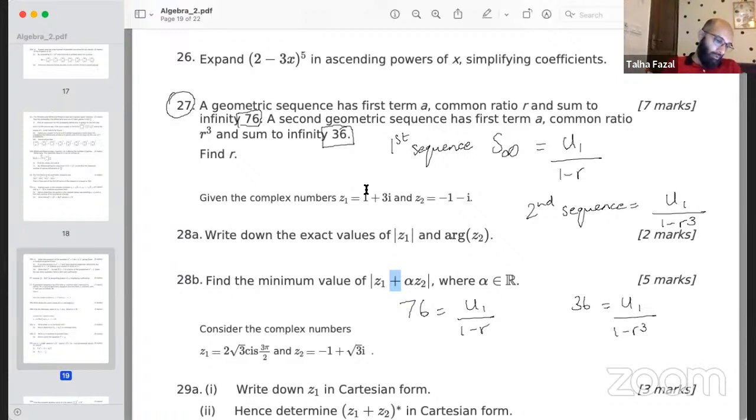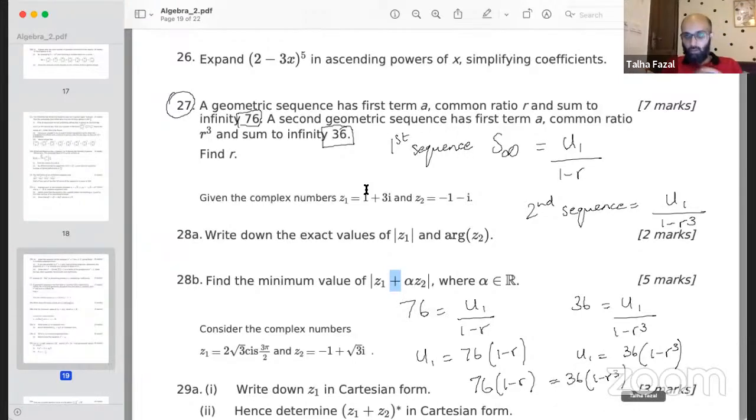Now, you can rewrite u1 as 76 times 1 minus r, or you can rewrite u1 as 36 times 1 minus r cubed. Now, at this point, you can equate the two u1s and get something like this.